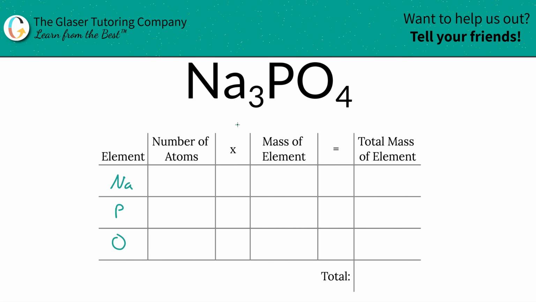Then we're going to identify the number of atoms of each, and that's where the subscripts come into play. Now, if there's no subscript at the bottom of a particular element, just put in a 1, okay? So we've got 3 sodiums, 1 phosphorus, and 4 oxygen.